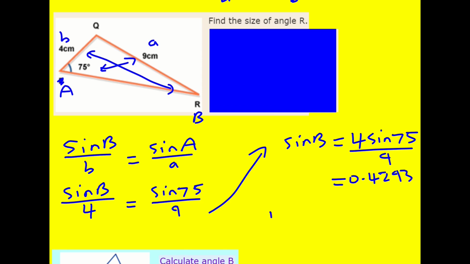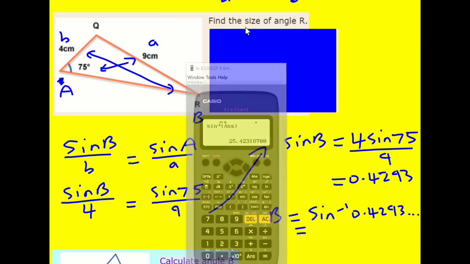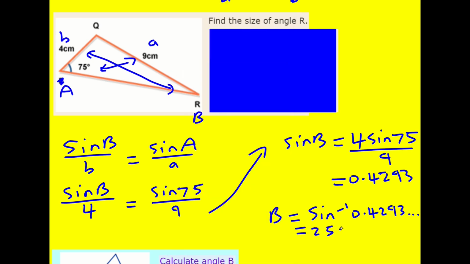Now, if I want what B is, I have to do what we do when we're trying to work out angles in trigonometry. I do the opposite of sine to get back. It's going to be the inverse sine of 0.4293. Just make sure you use the full thing, you don't round it. If you introduce rounding errors, then they can build up and your final answer won't be correct. So we can do shift, sine, and then the answer button will use that exact answer that I just had. 25.423, or 25.4 degrees. Brilliant.